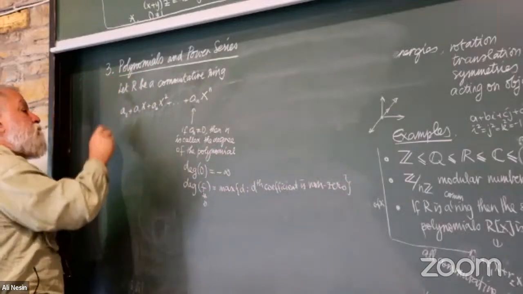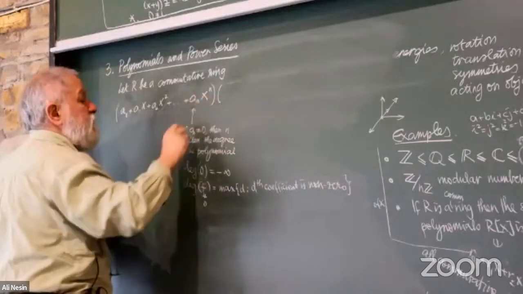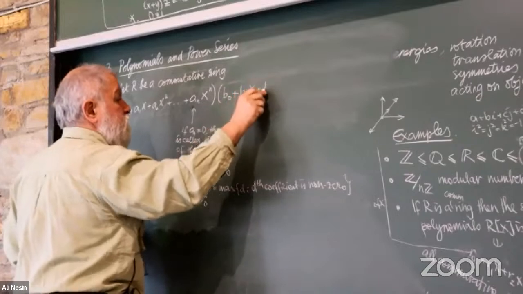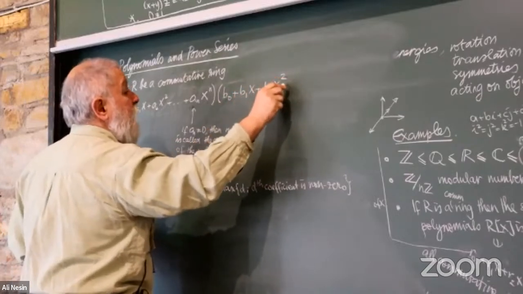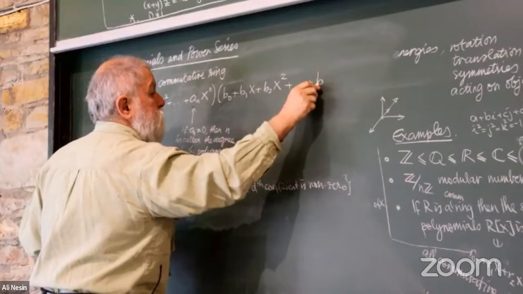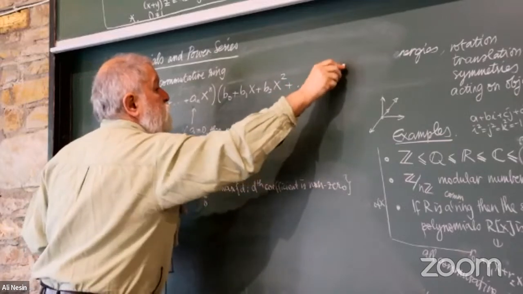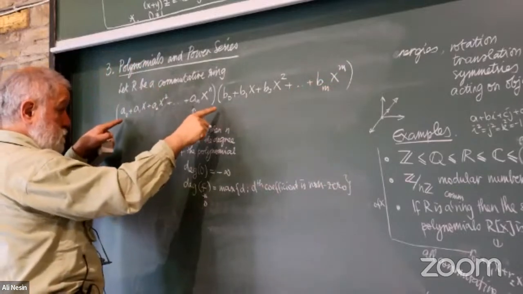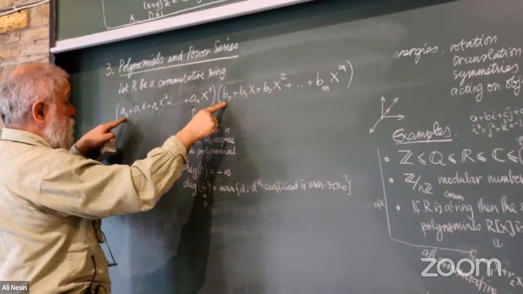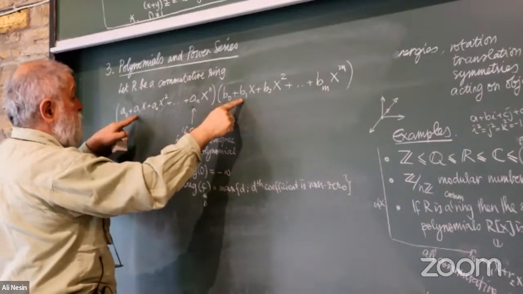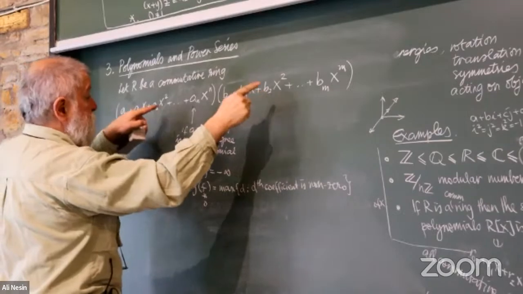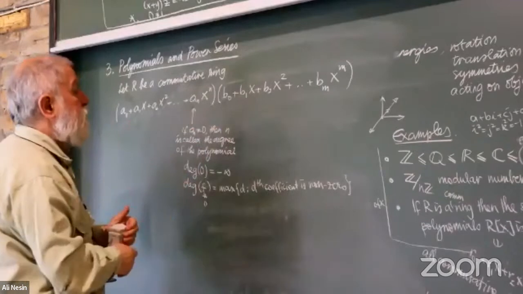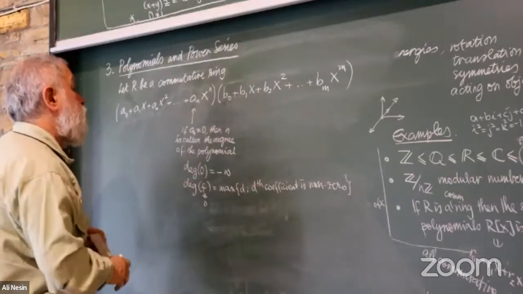So let's take a polynomial and multiply it with some other polynomial, B0 plus B1x plus B2x squared and so on. First of all, adding polynomials is very easy. Adding polynomials, just add the coefficients: A0 plus B0, plus A1 plus B1 times x, plus A2 plus B2 times x squared and so on. You add the corresponding coefficients. Multiplying is more complicated. See, how to multiply?